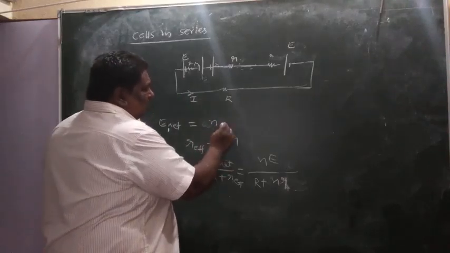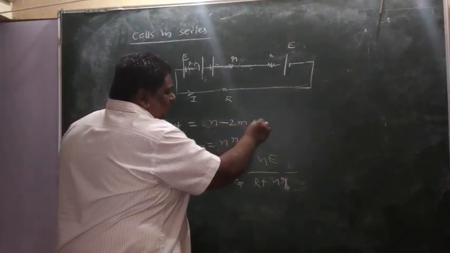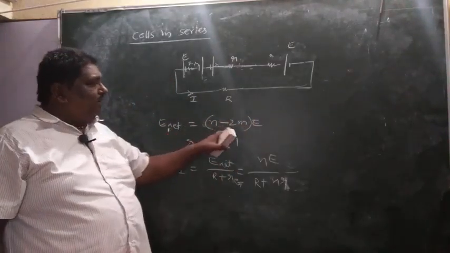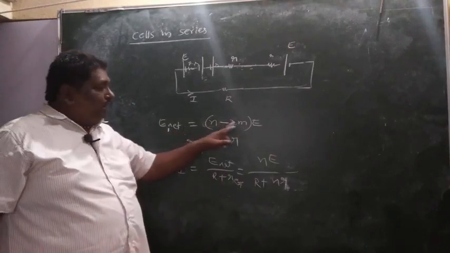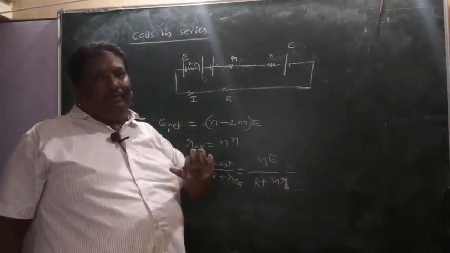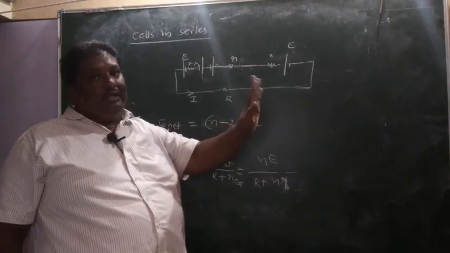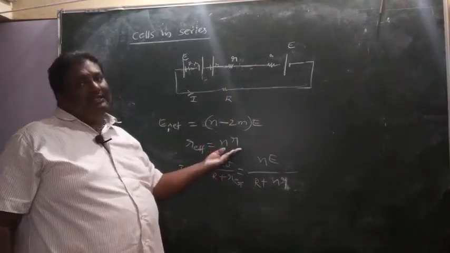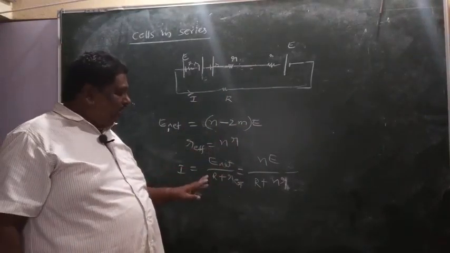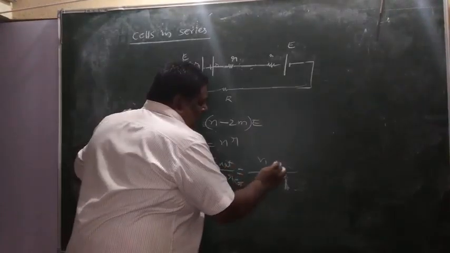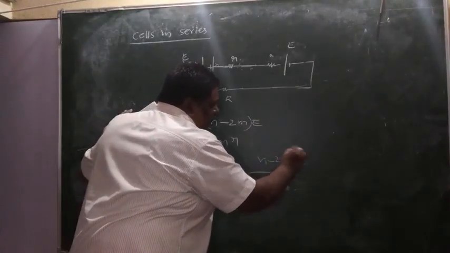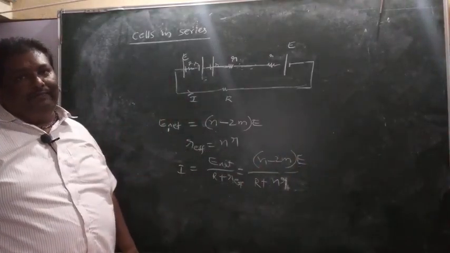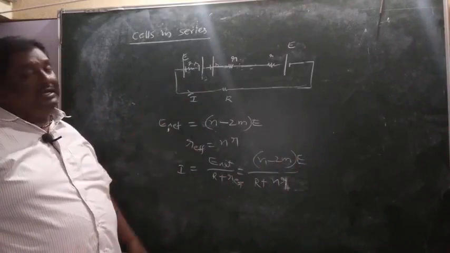That's why, out of these n cells in series, m cells reversed. Then what is the voltage? n minus 2m into E. The effective value is n minus 2m into E, because m cells are reversed. That much voltage is not supporting, and again that much voltage is opposing. Totally 2m cells have gone out of the circuit. But internal resistances are all the same, no decrease. That's why the current in the circuit is n minus 2m into E by R plus nr. This is the current passing through the series circuit.